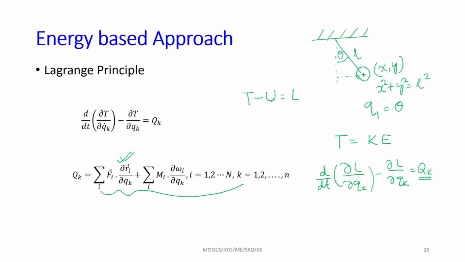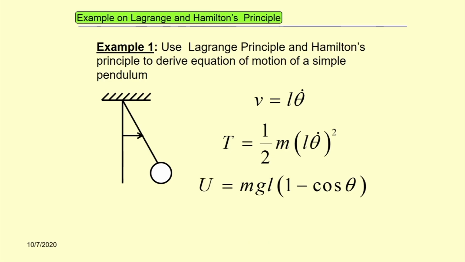By using the coordinate system, with the unit vector along x direction as i and along y direction as j, in a vector form r can be written as x i plus y j. In that way, if some force is acting on the system, then that force also can be written in a vector form. Then by doing the dot product, we can find this generalized force. Similarly, from the moment side also, m i dot del omega i by del q k will give you the Q k. So, let us take one simple example, the simple pendulum.